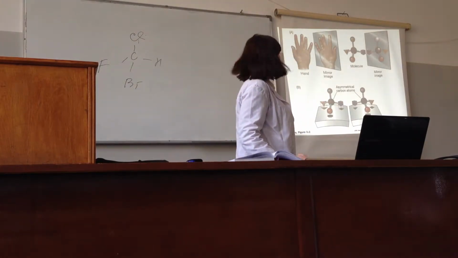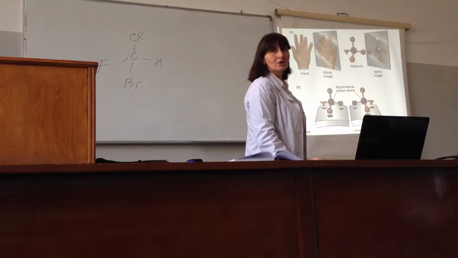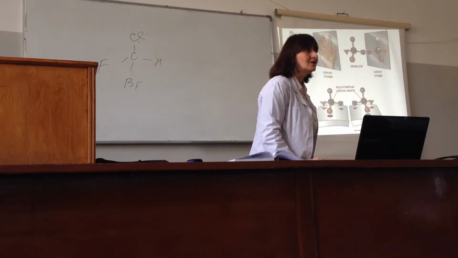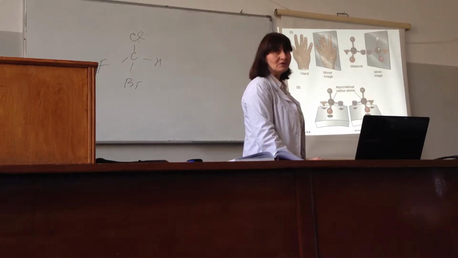Now look, if you have this molecule, you see, here you have a molecule with 4 different substituents. This molecule and its mirror image are 2 different molecules, 2 different compounds, but they are stereoisomers of each other, they are configurational isomers of each other, and their name is enantiomers.